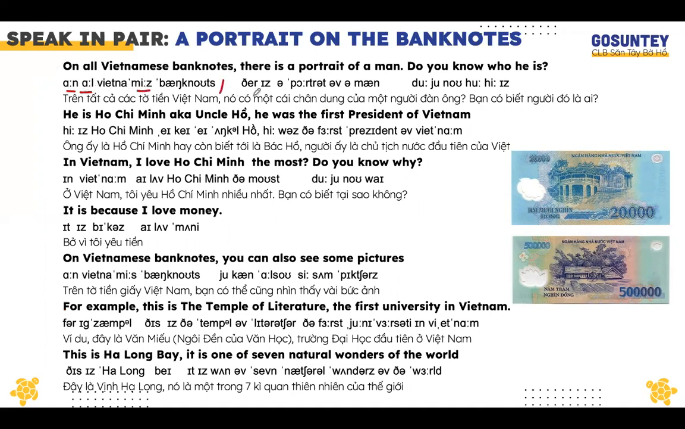On Vietnamese banknotes, there is a portrait of a man. Do you know who he is? He is Ho Chi Minh, aka Uncle Ho. He was the first president of Vietnam.